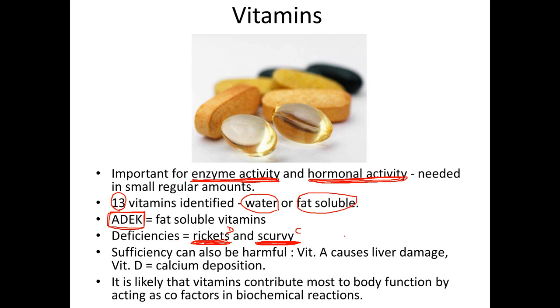And we could cause damage to other organs like the liver. So let's have a look at that. Vitamin A is a fat soluble vitamin. And we know from eating diets with high amounts of vitamin A, it causes liver damage.